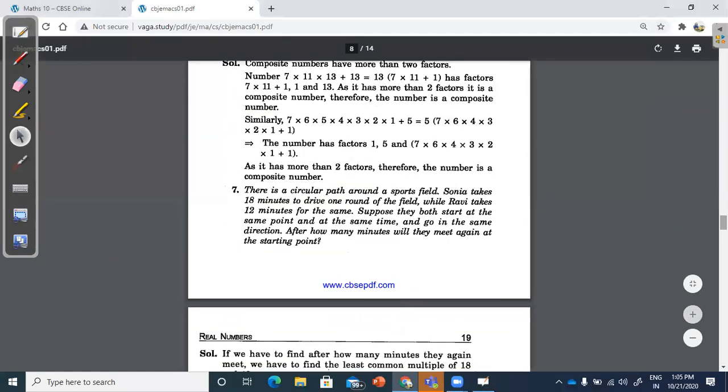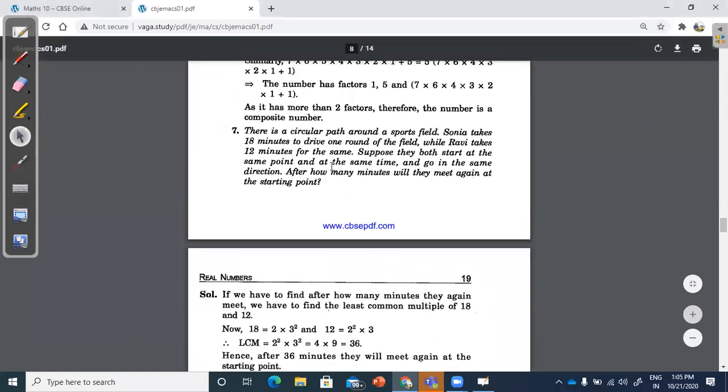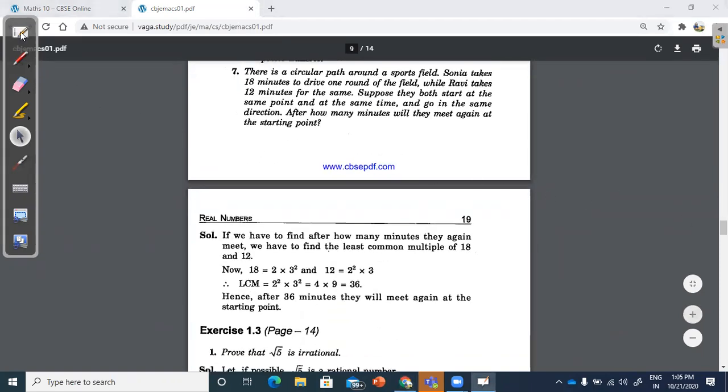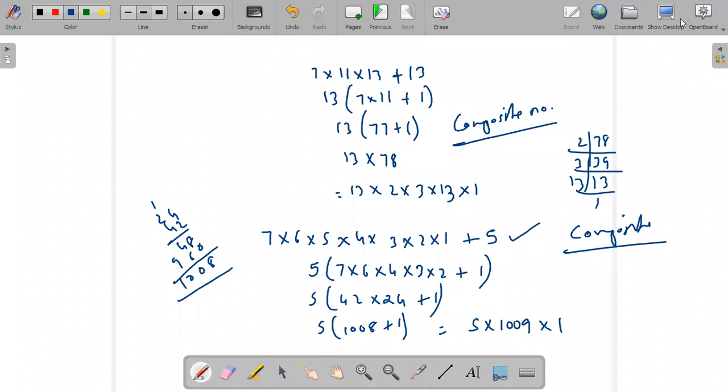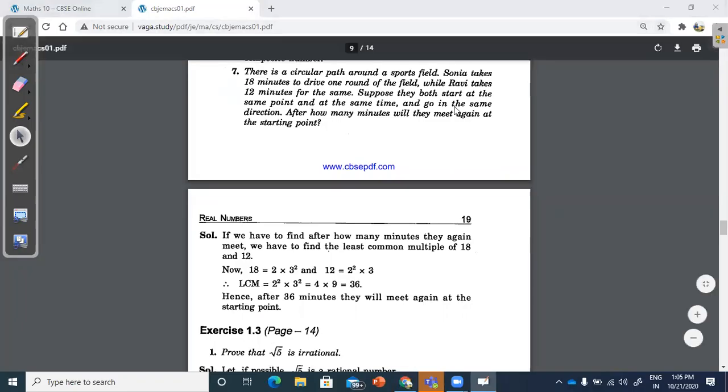Right. Then we go to the last question of that exercise. There is a circular path. Okay, there is a circular path of around a sports field. Sonia takes 18 minutes and Ravi takes 12 minutes for the same. After how many minutes will they meet again at the starting point? Okay, after how many? So what is happening? There is a circular path. It's a race, and one person is taking 18 minutes. The other is taking 12 minutes.